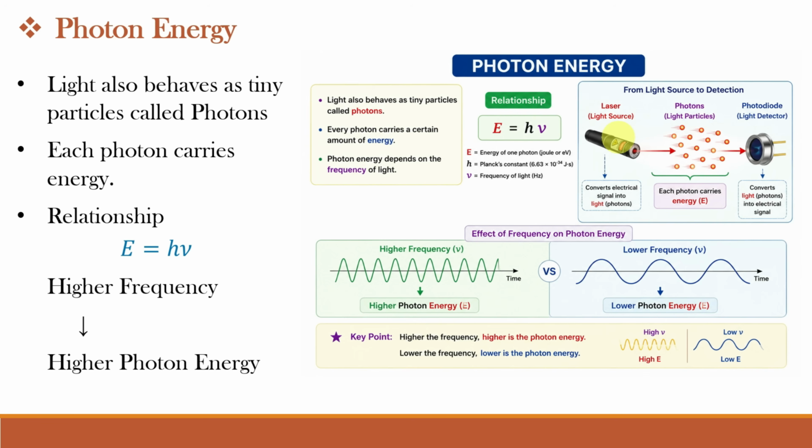So a laser produces light in the form of photons. These photons travel through the optical system and finally reach a photodiode, where they are converted back into electrical signal. And this is exactly what happens in an optical fiber communication system.